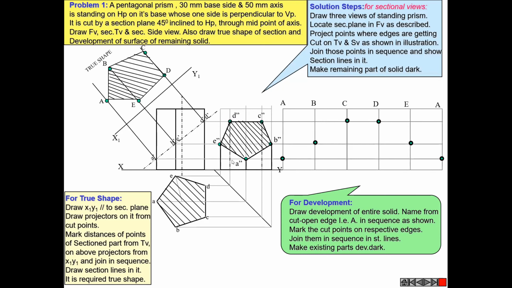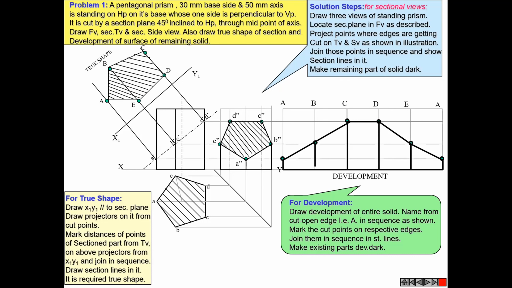Now mark the points A to A, B to B, C to C, D to D, E to E, and A to A again. Now join the points by straight lines. This is the development of this surface. If you open the prism after cutting, it is going to look like this. Okay, so it's a very small drawing.